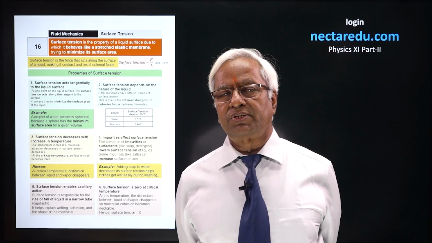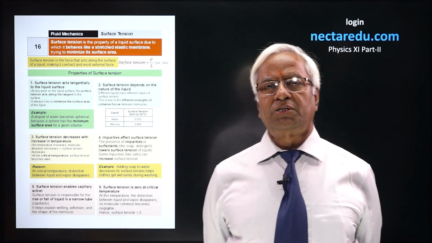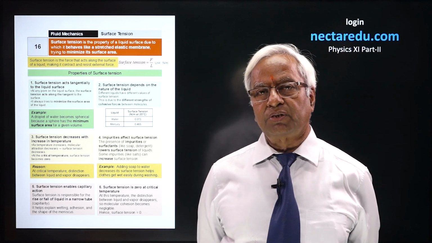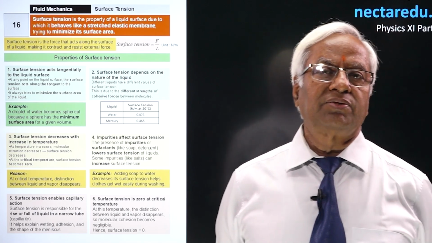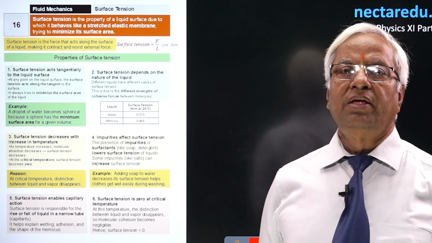Surface tension. We'll study the surface of a liquid in this chapter. A specific property that's observed on the surface only, that's confined to surfaces only, is known as surface tension. You see, surface tension is the outcome of intermolecular forces only.